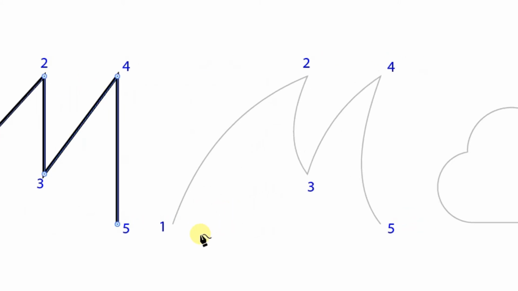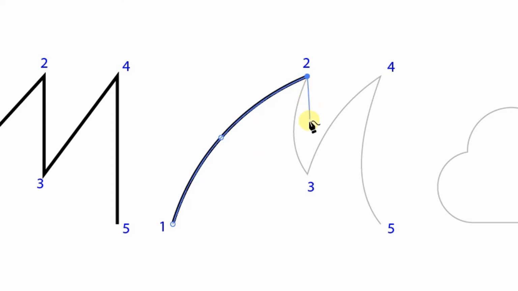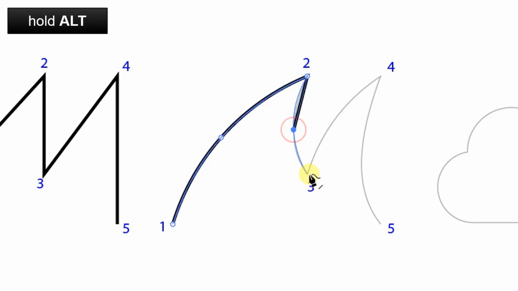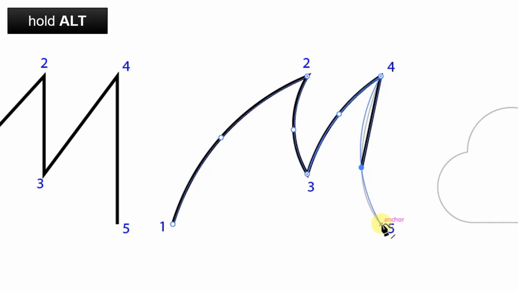Second, with a curved shape like this, click the first point, click the top of the curve. Then at point number 2, hold Alt and click. Do the same on the next line. Press Escape again to break the line.